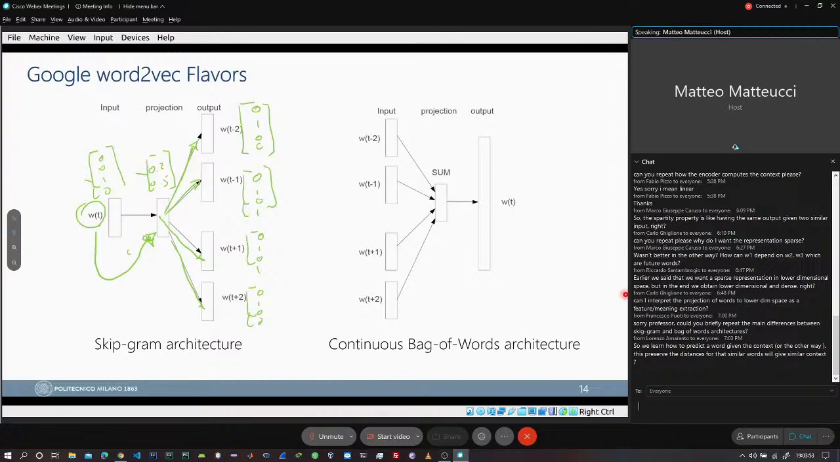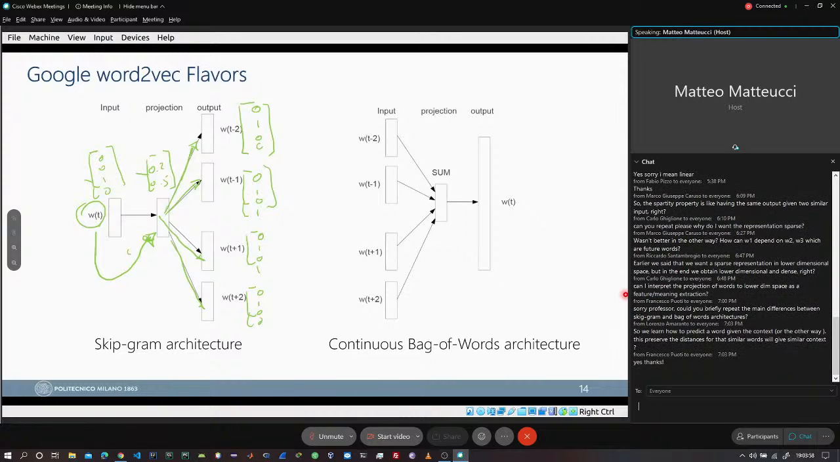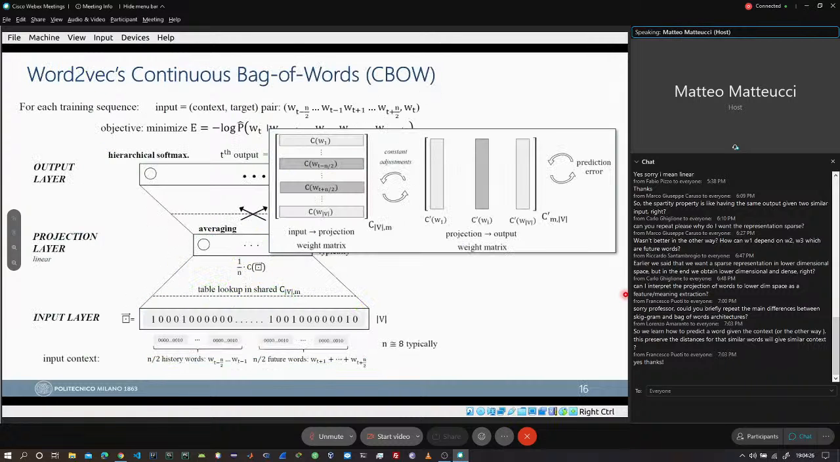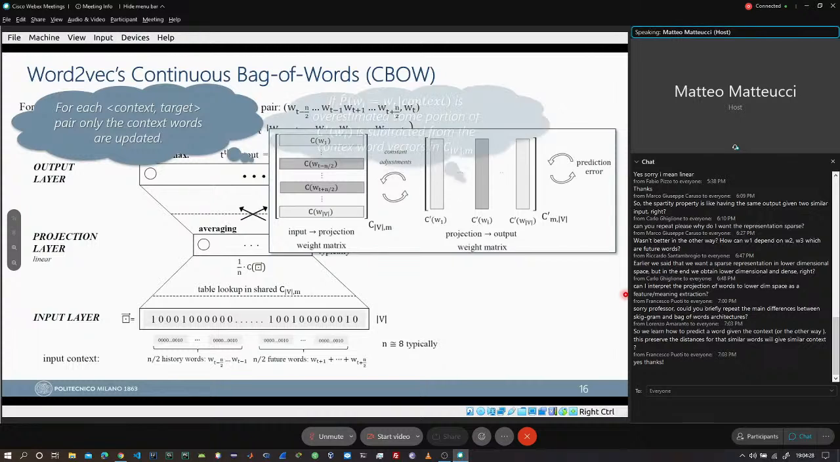So the question is, we learn how to predict the word given the context, correct? This preserves the distances, so that similar words will give similar context. Yes, and vice versa. Similar context should result in similar words. Maybe not exactly the same, but I doubt that a word which is embedded in 50 words which are the same as another's, they don't have the same meaning. This is, I think, the most interesting idea of the bag of words approach.